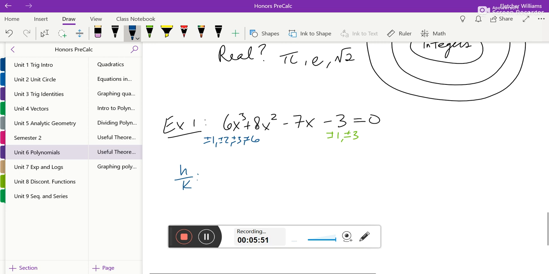So just for example, okay, I've got h over k, so these are my h's over here, the 1 and 3. So I could do 1 over 1, which would just be plus or minus 1. Those are some options. I could do 3 over 1, which is just 3.